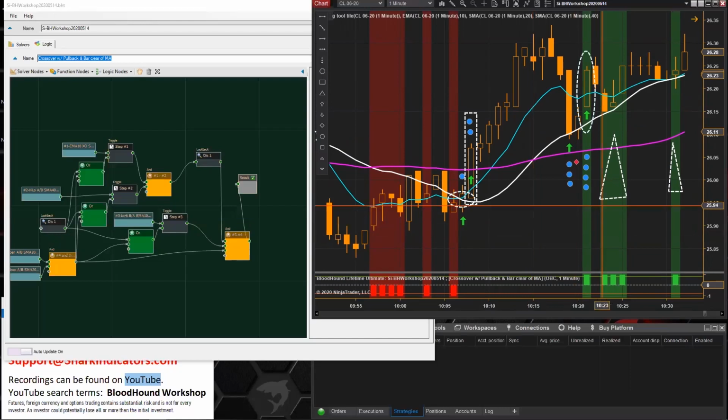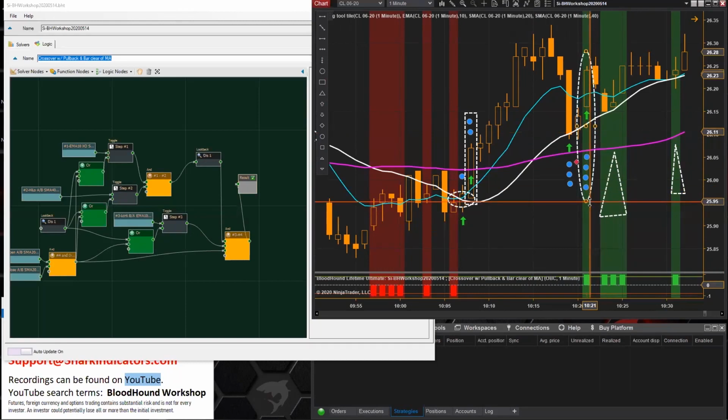Yeah, so again, we're back to our original problem here that we need to solve, which is to get rid of these extra signals after the signal bar. So we want to keep this signal here. Right, this is our good signal, but we need to turn those toggle nodes off so we don't get these signals afterwards.